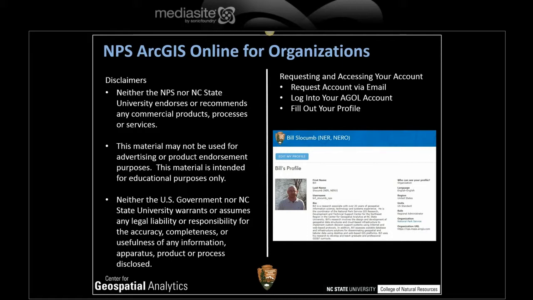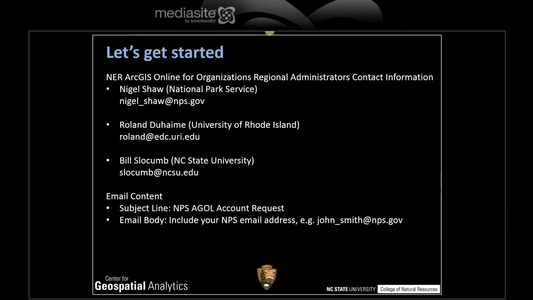So, how do you go about requesting and accessing your account? Well, the easiest thing to do is to simply, through your email, request that account. And then when you get an invitation, you'll log into the AGOL account. And once you have access to that, you'll fill out a profile, which you can see I've got one here in this slide. So, let's just get started.